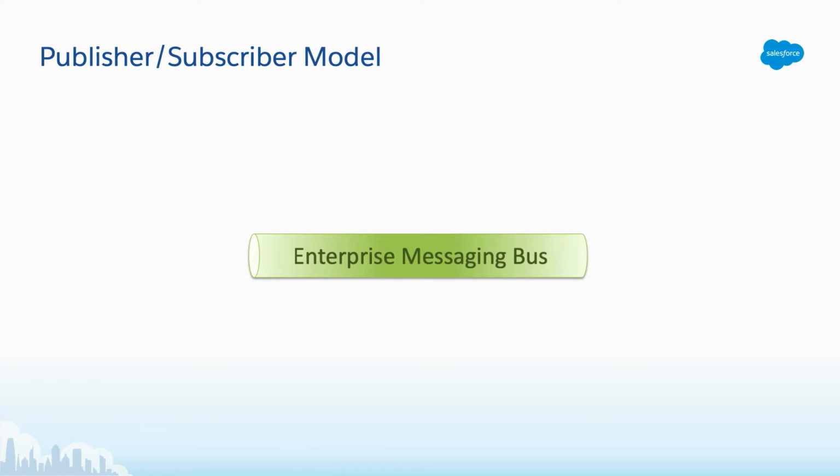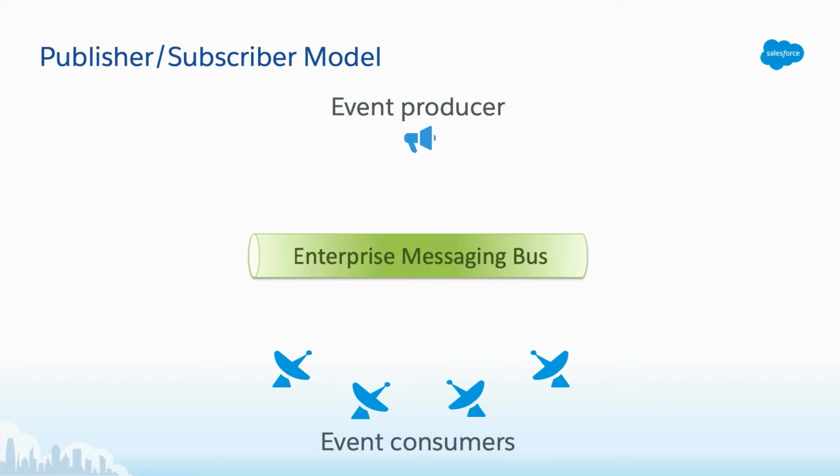Now, let's get into the architecture. All of those streaming APIs respect the publisher-subscriber model. At the middle of this architecture, we have the enterprise messaging bus. So this is part of the Salesforce platform. On one end, we have the event producer, the one that fires the event. And on the other hand, we have one or multiple consumers.